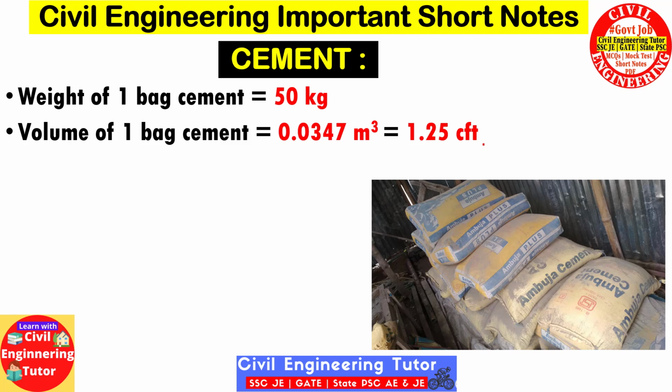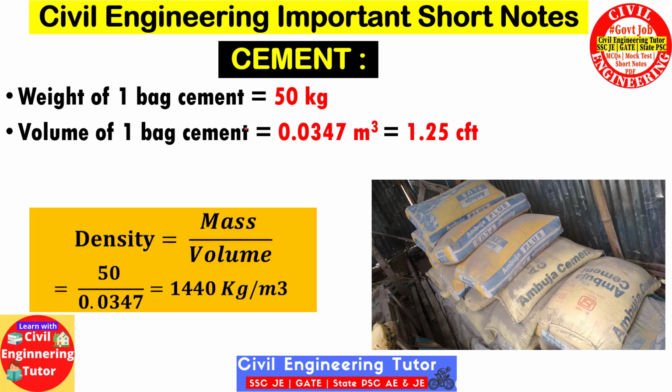So we know the weight of one bag of cement as well as the volume of one bag of cement, so we can easily find out the dry density of one bag of cement. We can find density using this formula. The density is equal to mass divided by volume. So we know mass is 50 kg and volume is 0.0347 meter cube. So we will get the dry density 1440 kg per meter cube.